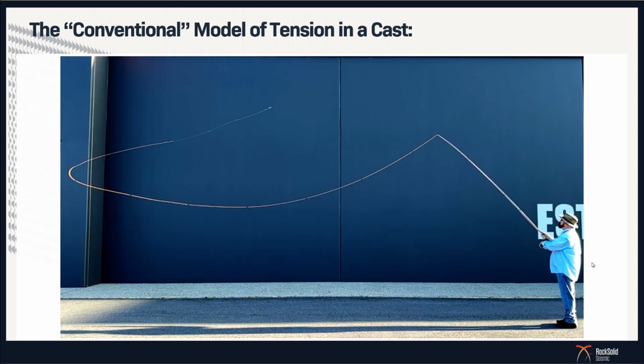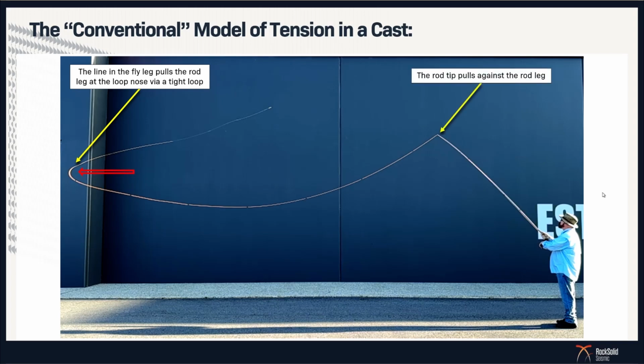So the conventional model of casting is what I just talked about, where the line in the fly leg pulls the rod leg at the loop nose via a tight loop. And we all accept that. We all understand that the faster we cast, the harder this line is travelling and pulling against the loop nose, which adds tension to the rod leg, which is felt at the rod tip. So fast, tight loops add tension, and we all know that. And when we want to cast far, we have to cast fast.